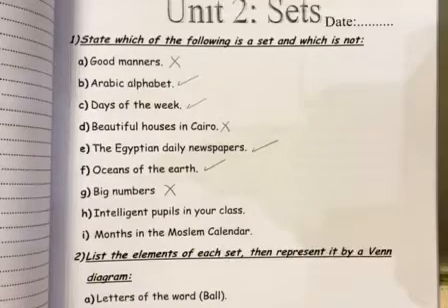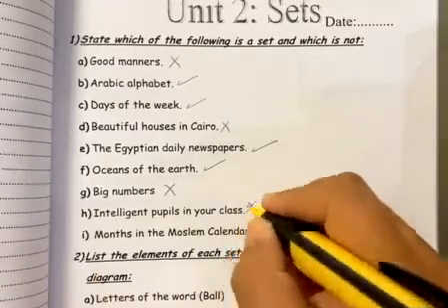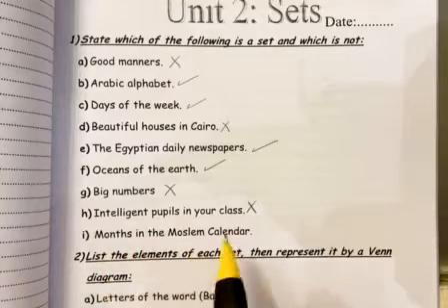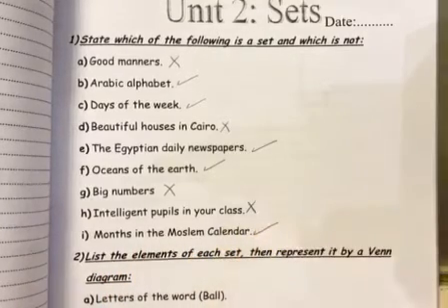Intelligent pupils in your class is not a set. Someone may be smart in math, someone else may be smart in science. It's different. Months in the Muslim calendar, yes, it's a set.